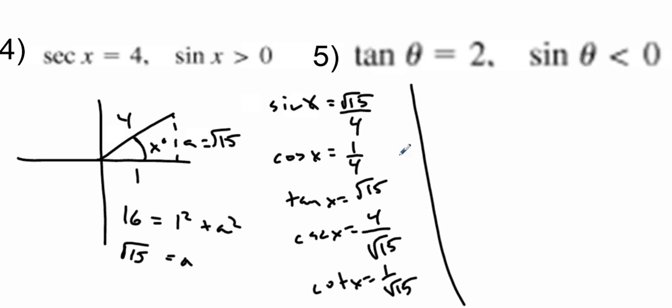On number 5, once again, we are given two different ratios. We have tangent of theta equals 2, and sine of theta is less than 0. Let's do this. Once again, tangent in this ratio is positive, positive 2. So positive is going to be the first quadrant, and once again, the third quadrant. And here it says that the sine, which is y, is negative.